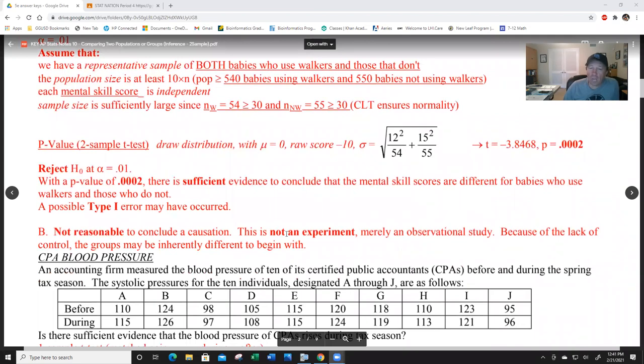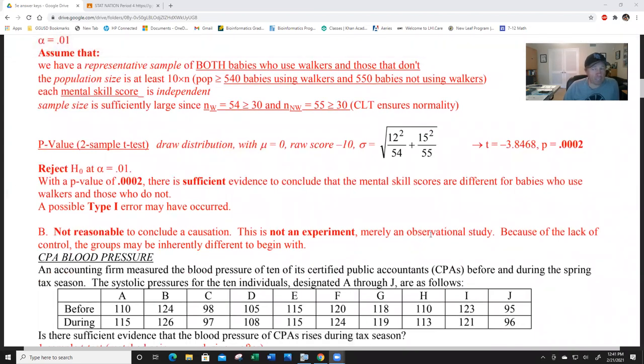I wrote it down here. This was not an experiment, merely an observational study. Remember, people self-selected whether they put the child in the walker or they didn't. Maybe kids are in a walker because maybe a family has a lot of kids or a working mother or some reason that they can't pay attention to them, so they put them in the walker. So it's possible that kids without a walker are developing mentally, not because of a lack of a walker, but because they're getting more attention.